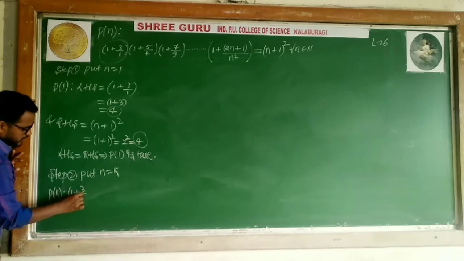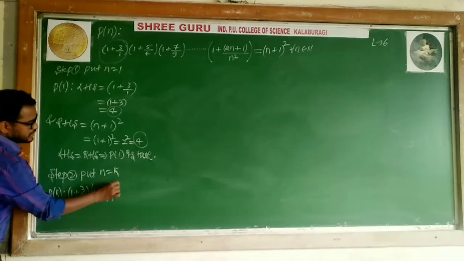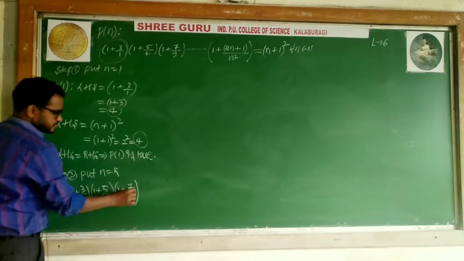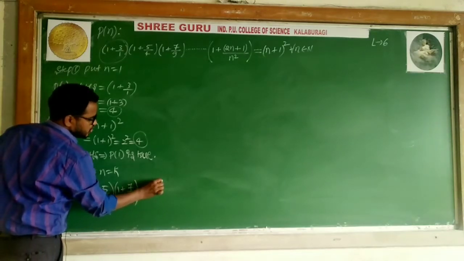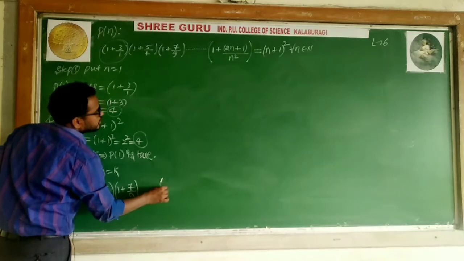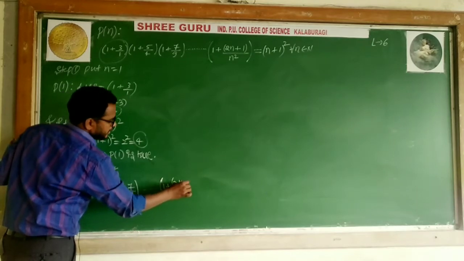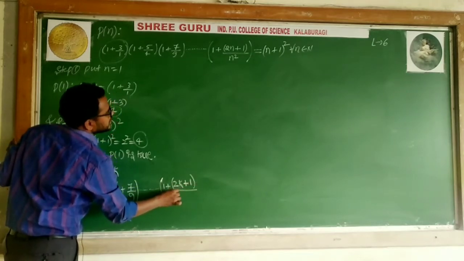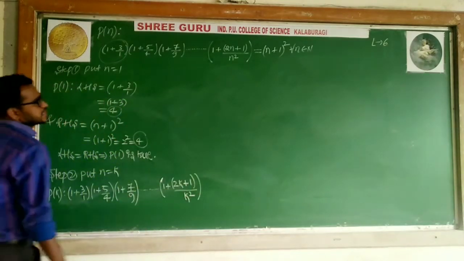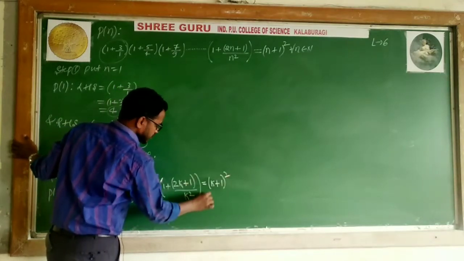1 plus 3 by 1. Yes. What is the second? 1 plus 5 by 4. Yes. 1 plus 7 by 9, and so on. Don't write plus in between because it is a dot. Dot means it is a multiplication of the terms. In place of n you have to replace k. What is 1 plus 2n plus 1? It is 1 plus 2k plus 1 whole divided by n square, which is k square. N is replaced by k, so RHS is k plus 1 whole square. You call it equation 1.